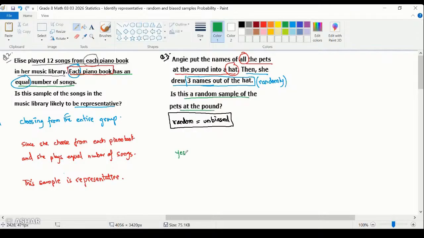Yes, since all pet names were used and she made a random selection, because she did not know which 3 names would be the outcomes, right? So it is a random selection. Agreed?